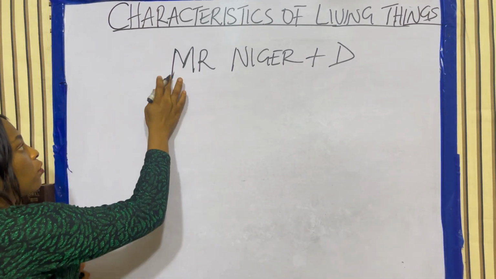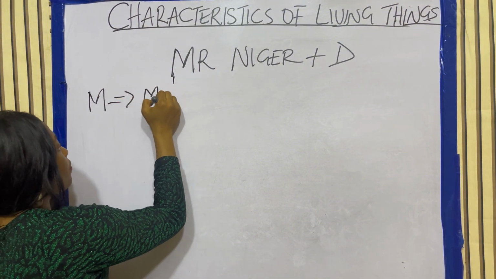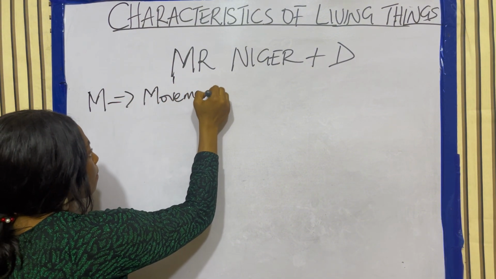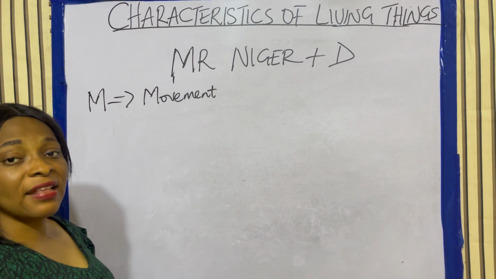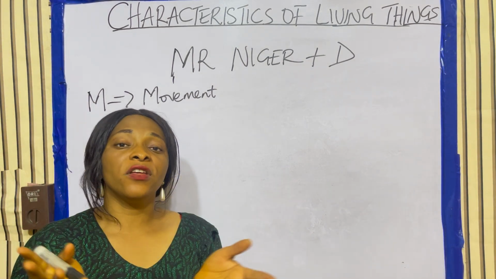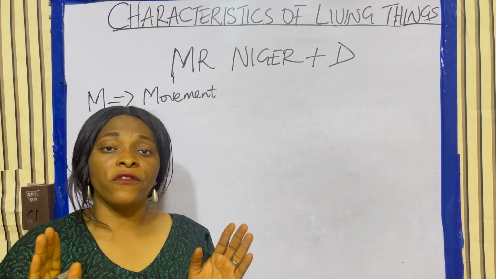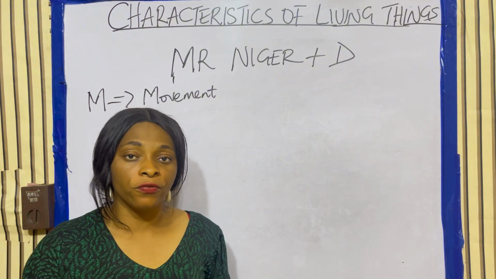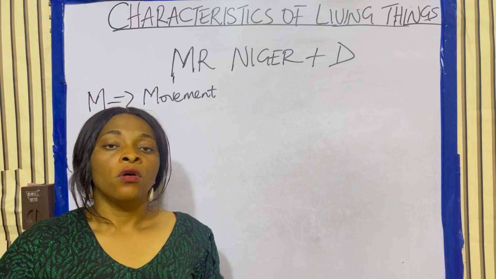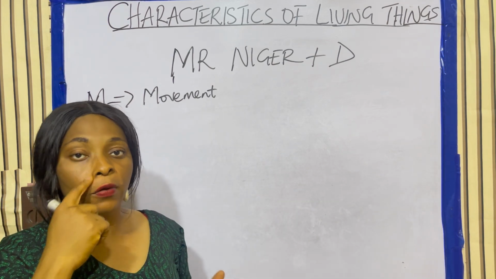M stands for what? M stands for movement. Basically, all living organisms move. Every living organism moves. As long as you're a living organism, one of your characteristics is that you must move, either part of your body or from one place to another.